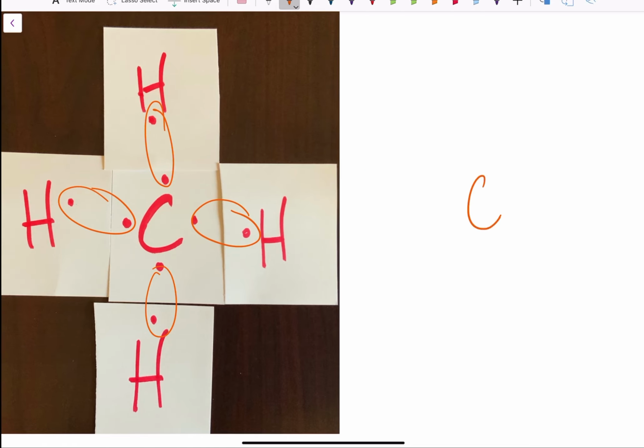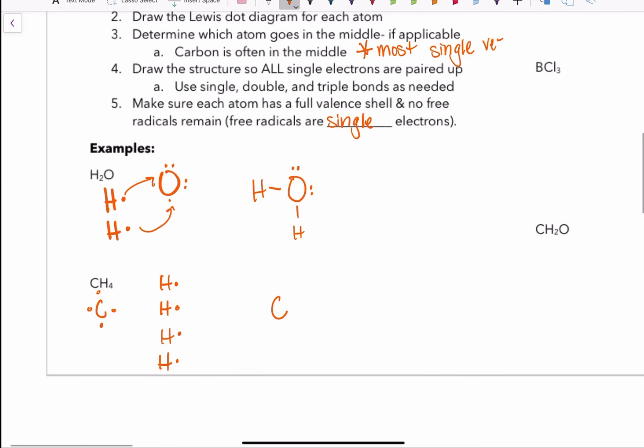So it ends up looking like carbon in the center. Up here, we have a line. Over here, we have one. And then below it and next to it. And that's our Lewis structure for CH4. Let's go back and draw that. So carbon went in the center, and then these hydrogens went all around it. And it looks like that. Number 5, make sure everything has access to a full valence shell except for hydrogen, and we have no single electrons. Check. Carbon has 2, 4, 6, 8, and then hydrogen has access to 2 each.